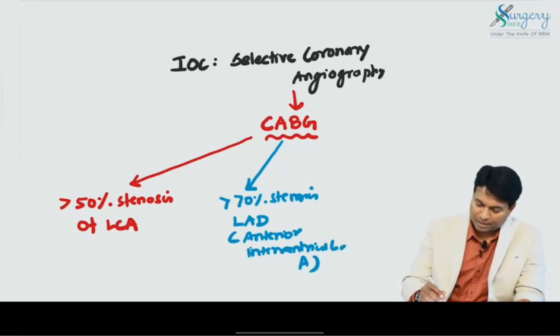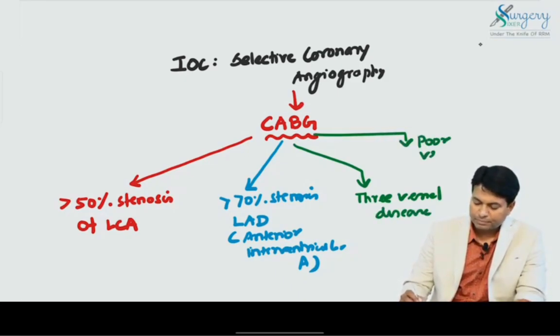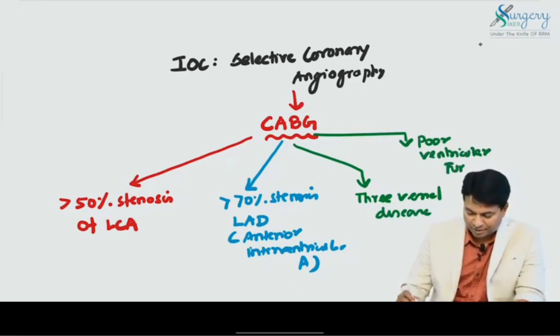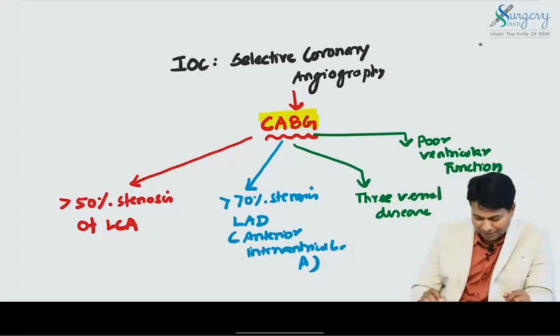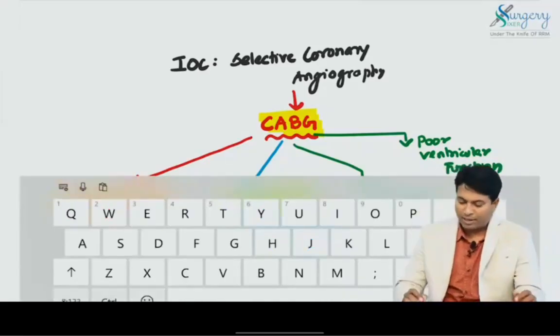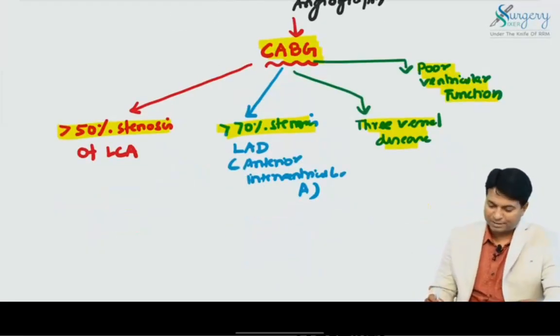Number three, all the three arteries are occluded, or three vessel disease, or triple vessel disease. We have to do surgery. And number four, poor ventricular function. Because of MI, the patient's ventricle is not functioning properly now. So when will you do coronary artery bypass grafting, from Bailey and Love? More than 50% stenosis of left main artery, more than 70% stenosis of left anterior descending artery, or if there is a three vessel disease or poor ventricular function. In all these cases, I have to do coronary artery bypass grafting. Please don't forget this. Okay.